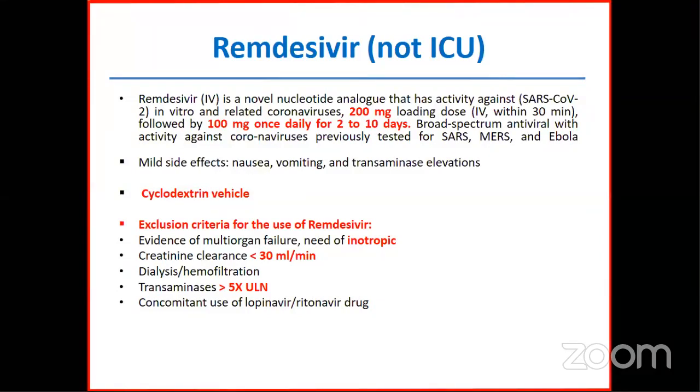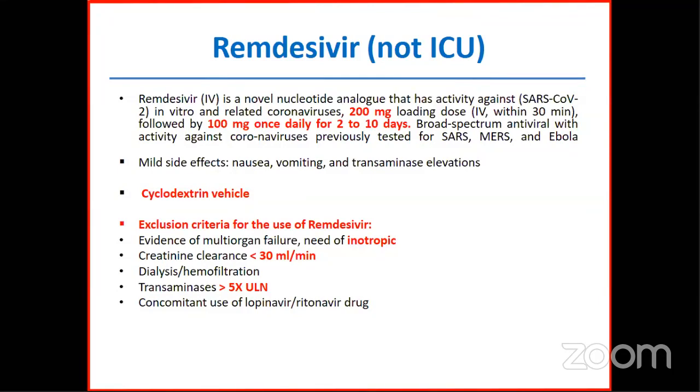Mild side effects, but unfortunately we have some toxicity related to the cyclodextrin vehicle, because it's dissolved in cyclodextrin. So if there is acute renal impairment, we will have the toxicity. When to exclude the use of remdesivir, why is it not an ICU drug?